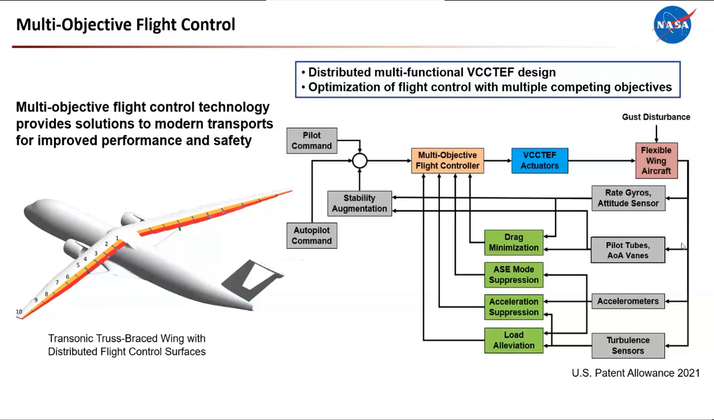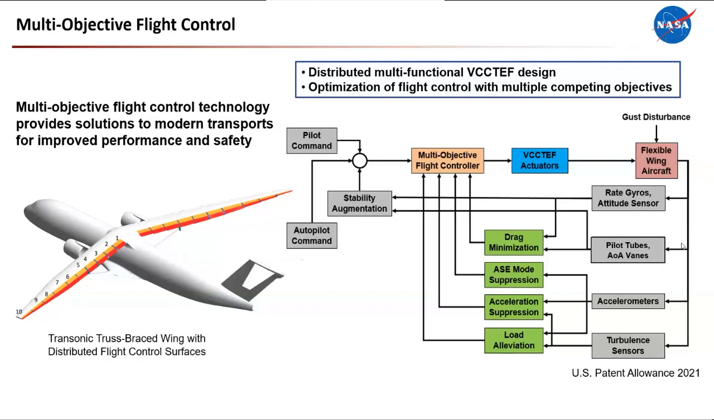We want to be able to improve the ride quality. That is how the passengers feel when they sit in the cabin. And no one likes to experience bumpy flight. Bumpy flight is very uncomfortable. We want that flight to be really smooth. And then we also want to reduce the structural load, the load alleviation. So the multi-objective flight control technology would address those objectives all simultaneously.